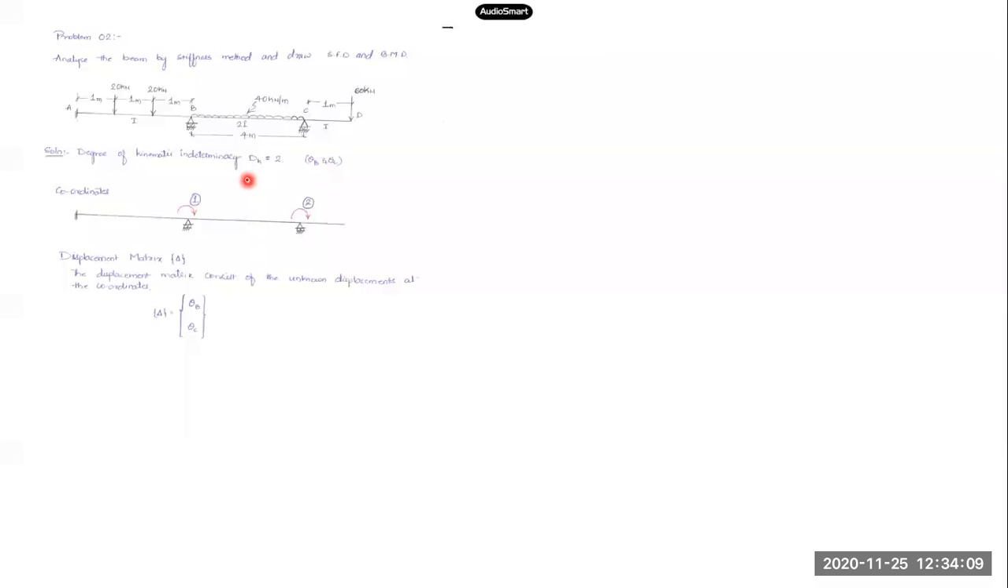Okay, now after this we'll go for assigning the coordinates. So since this is having a degree of kinematic indeterminacy as 2, we'll come across 2 coordinates corresponding to the two unknown displacements. So here the location of coordinates is fixed. The two coordinates will come at joint B and joint C, because the displacements existing are at B and C, theta B, theta C. So the location of coordinates will be at B and at C. We are free to choose the direction and the number of the coordinates. The order in which we want to number, we can go ahead with that.